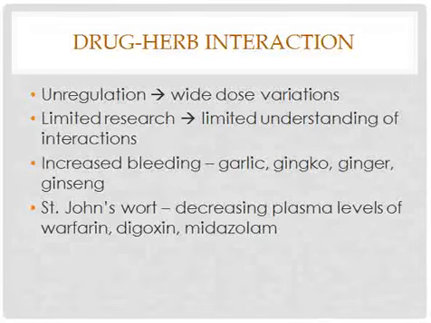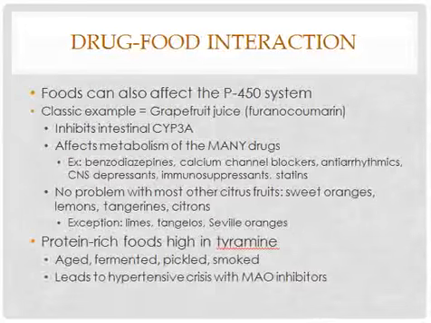Some of the more common ones that are well known would be increased bleeding due to garlic, ginkgo, ginger, and ginseng. And then we also know that St. John's wort can decrease plasma levels of medications like warfarin, digoxin, and midazolam. And then we know that foods can also have a big impact on affecting drugs as well.